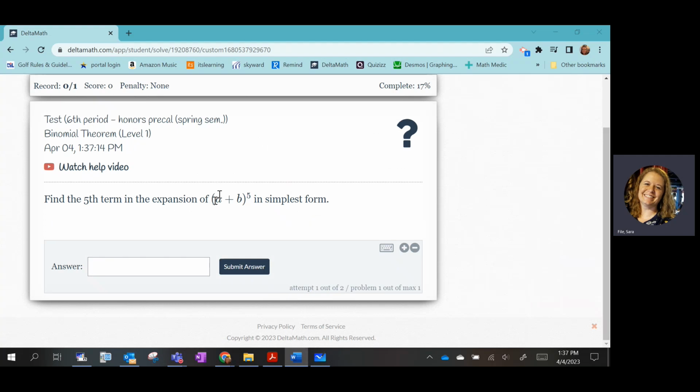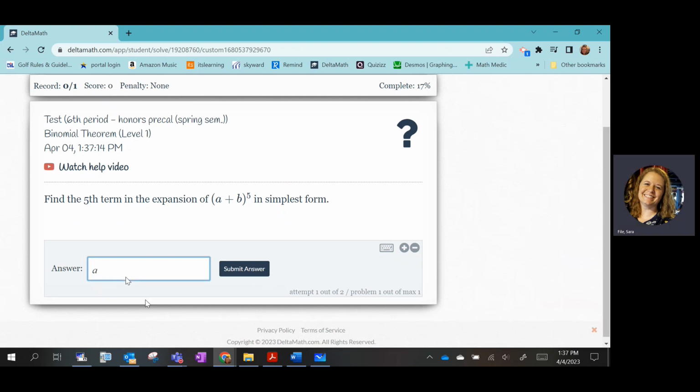And since both of these are just variables, there's nothing fancy in here. Those coefficients aren't going to change. They're going to stay. So what's my first term going to be? A to the 5th, and then no b, right? It's b to the 0. I don't have to write that. Okay, and then the next coefficient is 5.